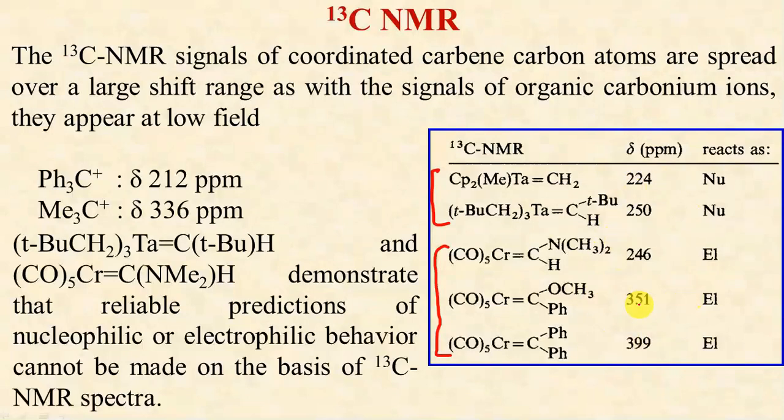There is no clear-cut indication whether these are Fischer or Schrock carbenes, but somehow, not in a complete manner, we can predict that with a very low chemical shift there is nucleophilic character of the carbon, and they are basically Schrock carbenes, and if the chemical shift value is high, we have electrophilic character for Fischer carbenes. But I am again saying this is not a reliable technique to predict the electrophilic or nucleophilic nature of Fischer and Schrock carbenes.